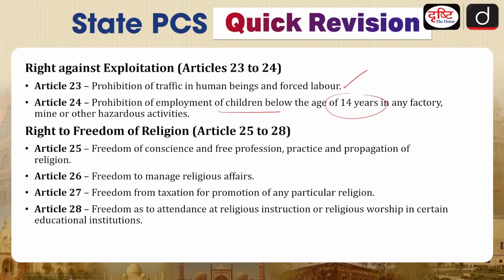Coming to the next one, the right to freedom of religion, Articles 25 to 28. Article 25 talks about freedom of conscience and free profession, practice, and propagation of religion. So you can freely profess, practice, and propagate your religion. You cannot force a conversion, but you can profess, practice, and propagate. Moving further, Article 26 talks about freedom to manage religious affairs. Then Article 27 talks about freedom from taxation for promotion of any particular religion.